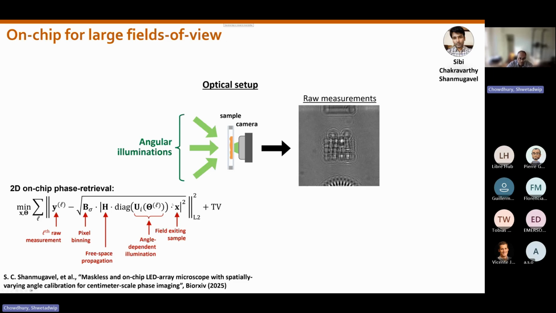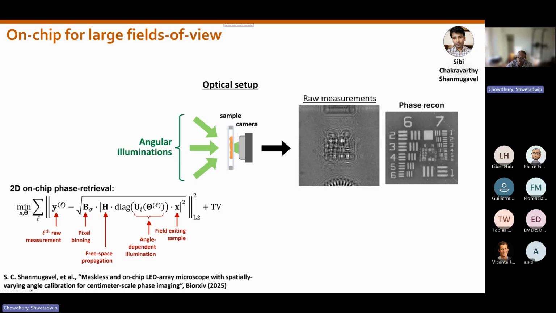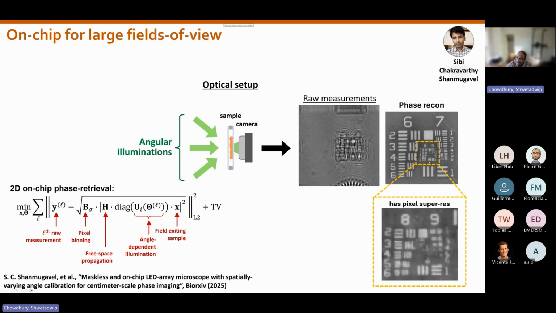But then that basically concludes the forward model for how to predict your measurement, and you try to find a value of your sample field, or the phase of the sample, that minimizes the difference between your model prediction and your measurements. And if you do your job right, this can be converted into an image that looks like this. And the really nice thing about this is that if you get your pixel binning operation correct, the resolution of your reconstruction, this is a phase reconstruction, can actually go beyond the resolution of your sensor pixel. Okay, so we have some pixel super resolution capabilities here.